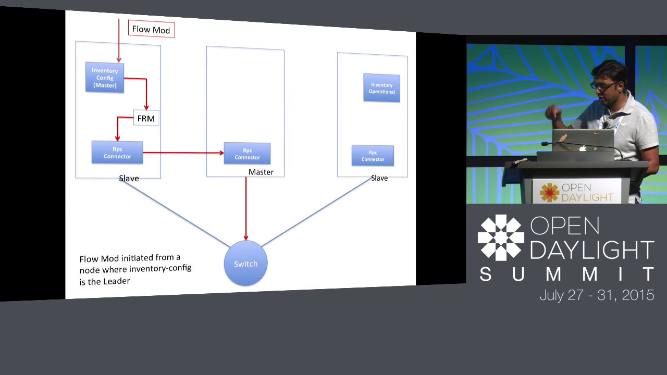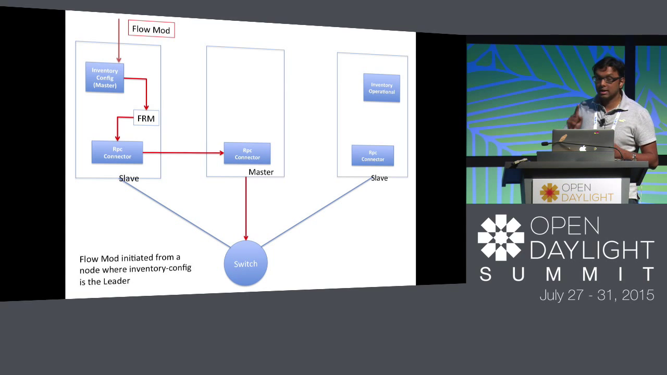It will pick it up. It will try to make a flow mod. It will call an RPC. Now wherever the master is, we register the RPCs for the switch only in that node. We deregister the RPCs which are on the slave nodes.